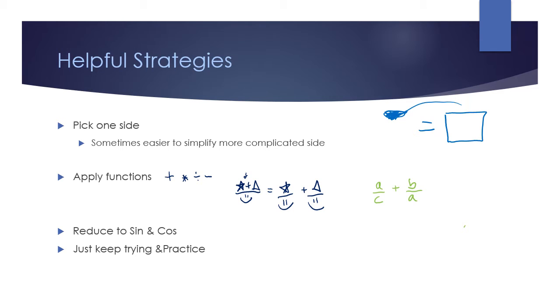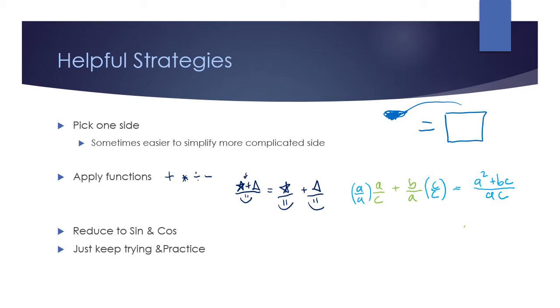Another example of applying functions is if I have a over c plus b over a. I can combine this into one fraction by multiplying each fraction by 1 that just looks a little different to get a common denominator. So this would be a over a times a over c plus c over c times b over a. And if I combine these fractions together, I would get a squared plus bc all over ac. And we can use this, whether it's breaking apart or combining fractions, a lot as we do trig identities.